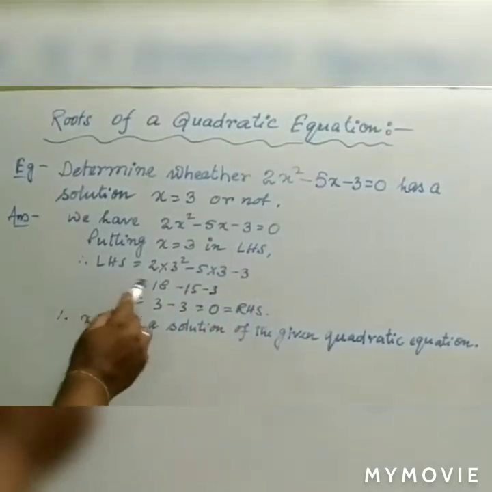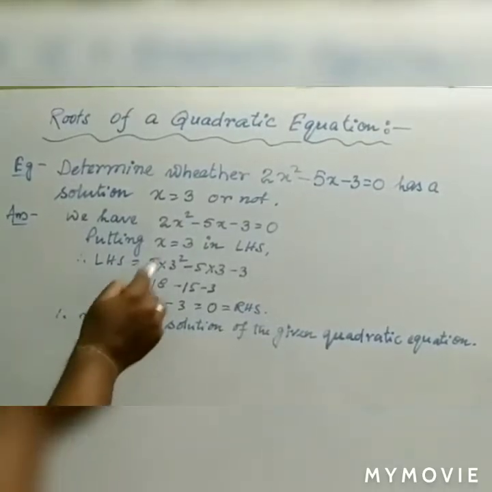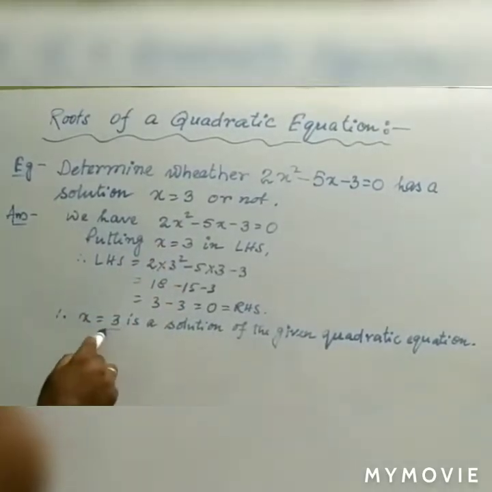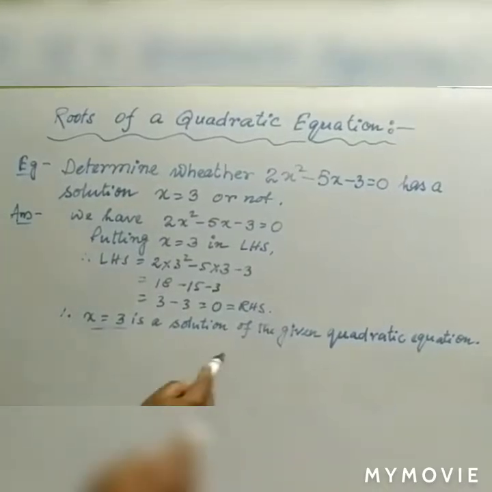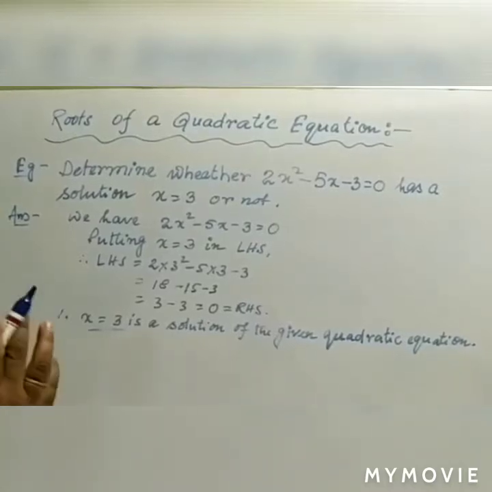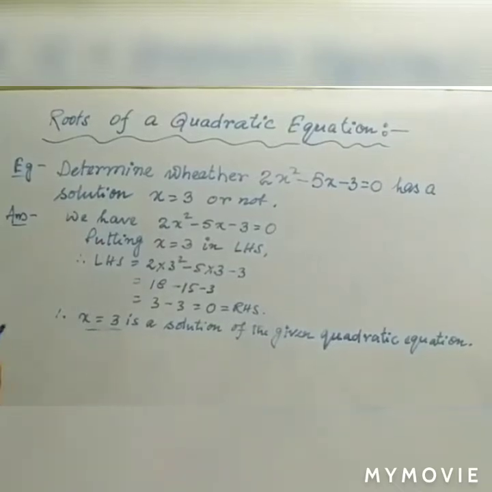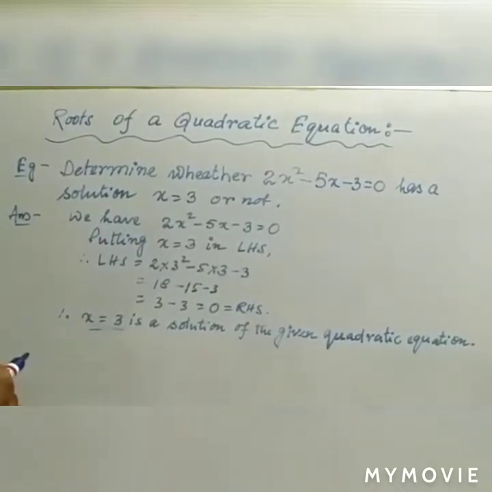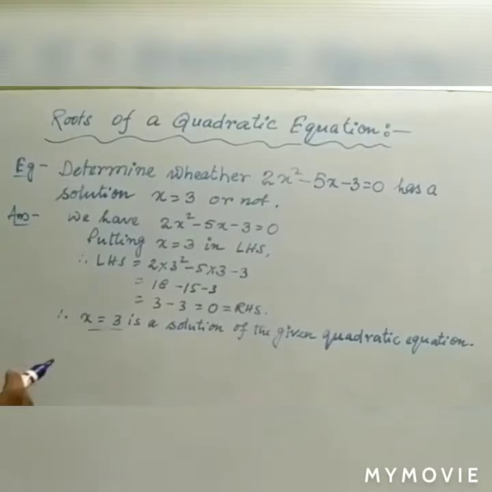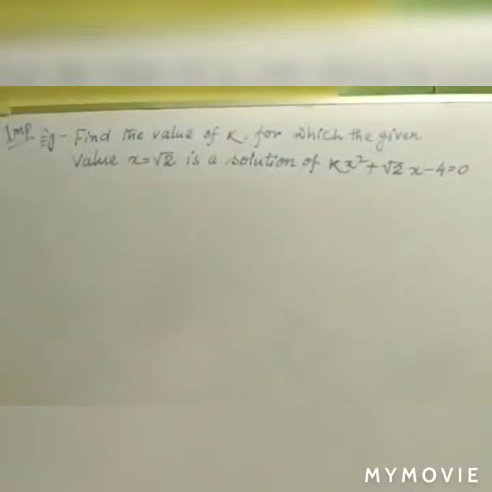So you got LHS equals to RHS for x equals to 3. So that means x equals to 3 satisfies the equation. Therefore x equals to 3 is a solution of the given quadratic equation. So this is an example. You can see how we can find whether the given number is a solution or root of it or not. This is one example for determining whether the given value is a root of the quadratic equation or not.